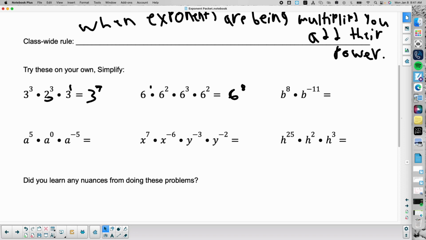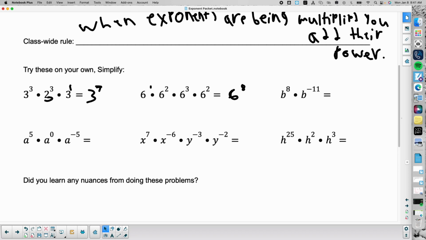8? Yes. 4, yeah, that's right. Nice. Okay, let's go to a harder one. We're not going to do the next one there. The next 2, you just add them all up. Let's go to the one that says x^7, x^-6, y^-3, y^-2.